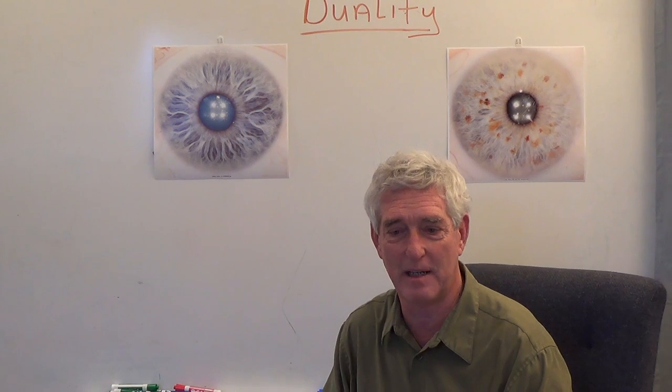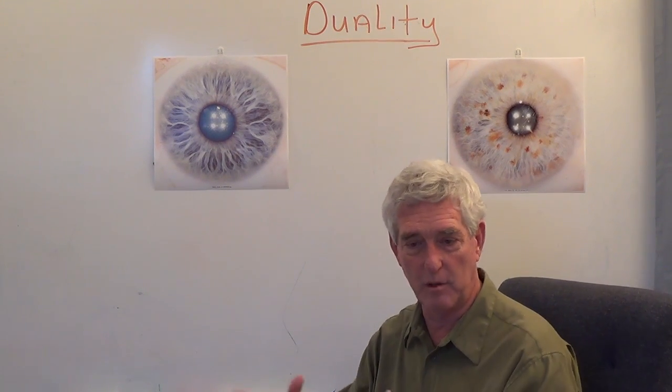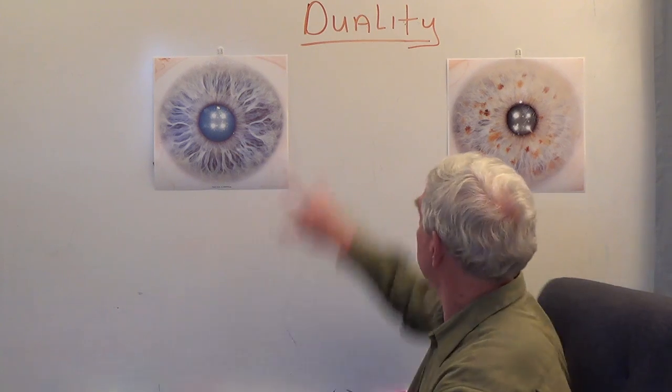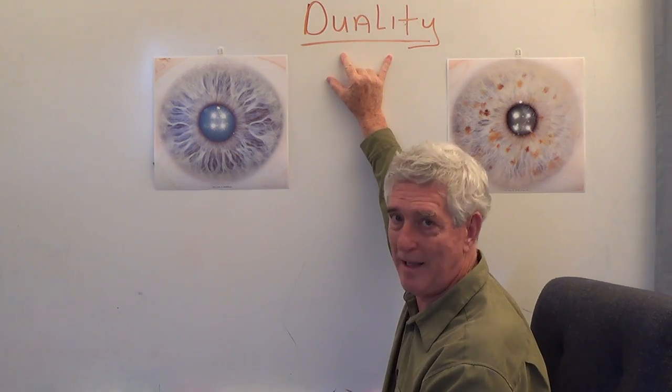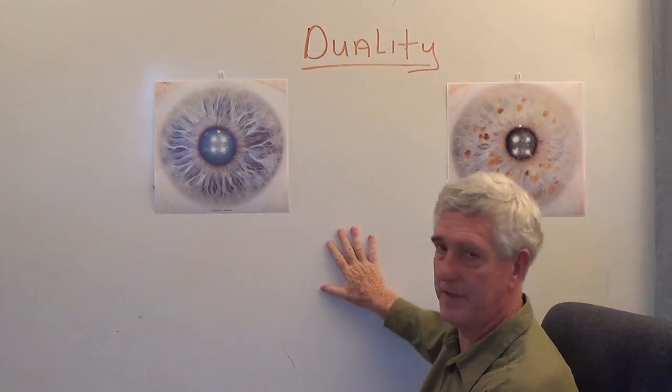experiences, and so we're going to talk about duality, polarity, union, man, woman, electromagnetic, a whole bunch of things about how it's all related. So, here we go. So the topic is the duality as it is reflected in the structure of the iris of the eye.